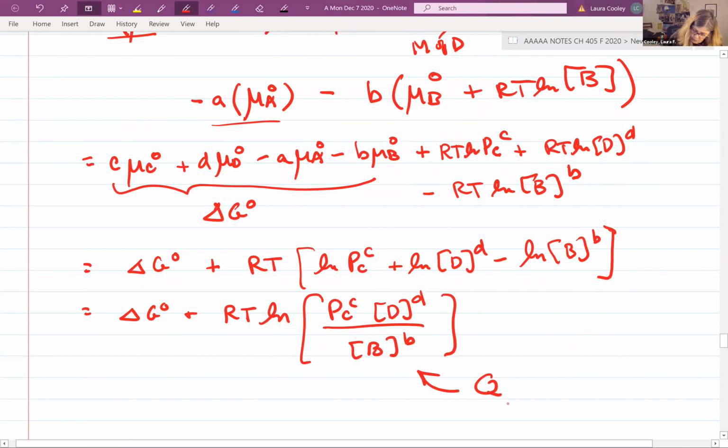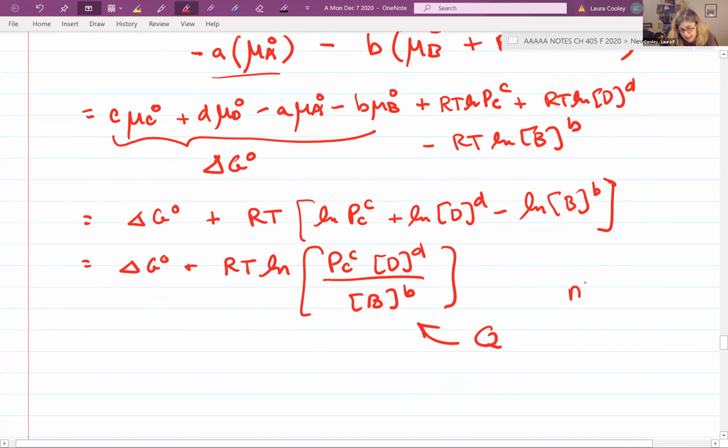And this is our QP. Well, it's not P anymore. We just call it Q because they're not all pressures. So we take away the P. And you could see if you had no gases, then there's going to be no pressure here.